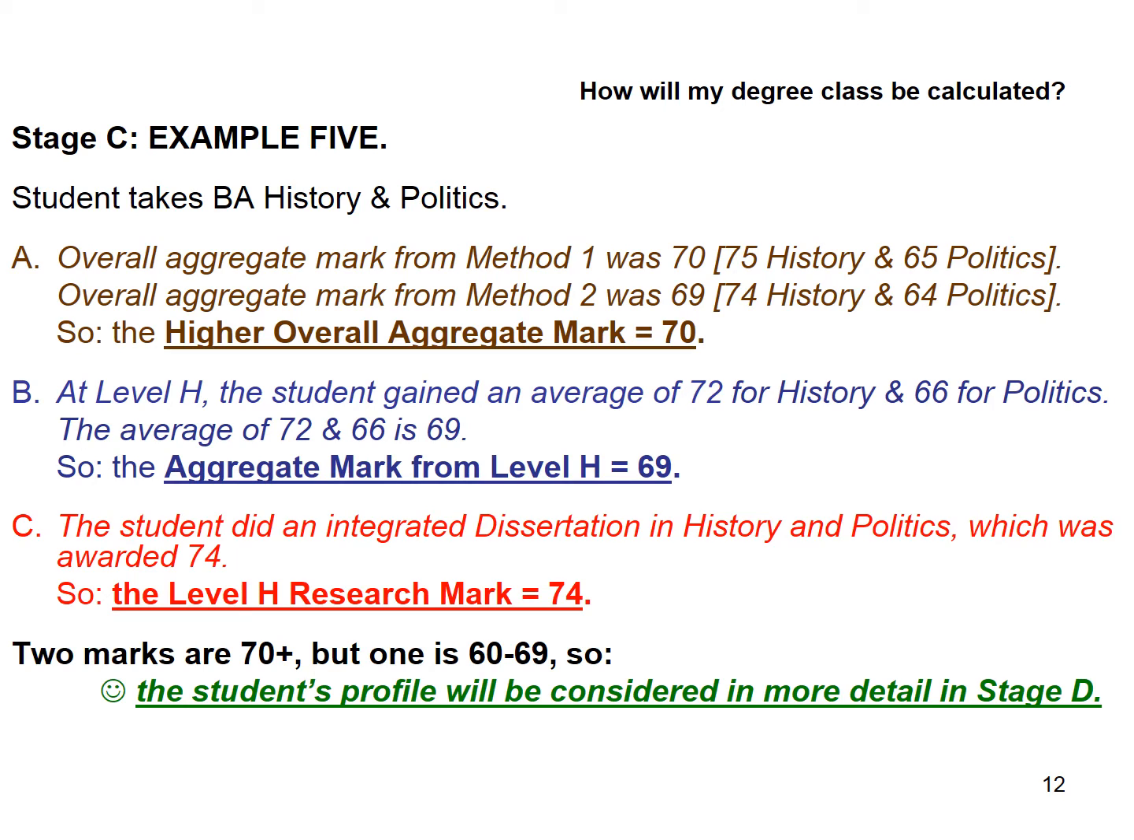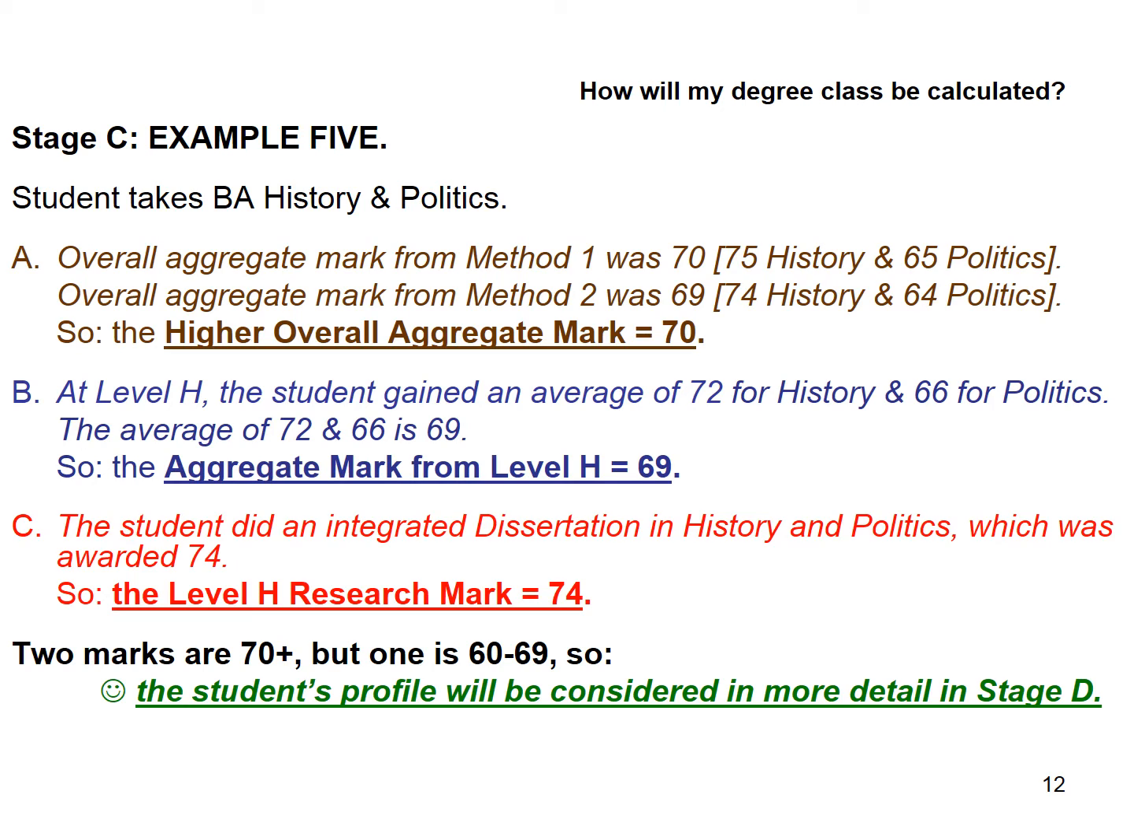The student was given 69 for the aggregate mark in level H, and you'll see that 69 is based on the average of 72 and 66, the marks from history and politics. This student, instead of doing two separate research projects, did an integrated dissertation combining history and politics together. That dissertation was given 74, so the level H research mark is 74.